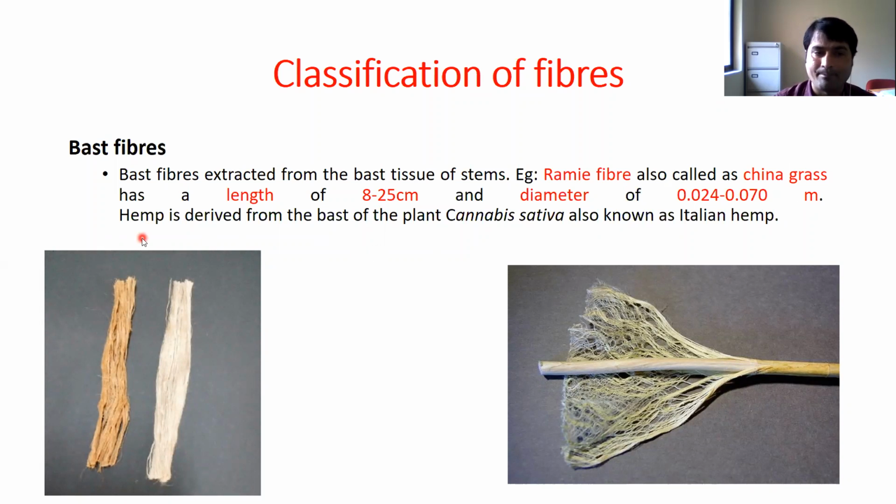Then another one is the hemp. Hemp basically is derived from the bast of the plant known as Cannabis sativa. This is also known as Italian hemp. So these two you have to remember: ramie fiber or Italian hemp. Ramie fiber is called China grass, and Italian hemp is from Cannabis sativa. So this will be mm, 0.024 to 0.070 mm. Okay, so length and diameter we have to remember.